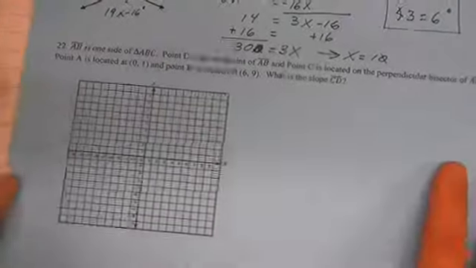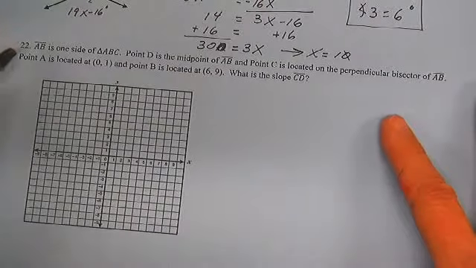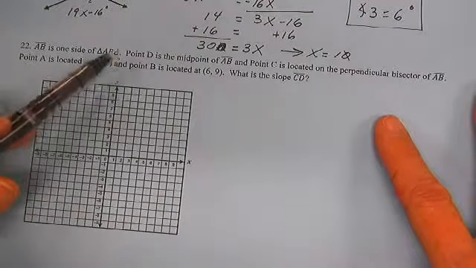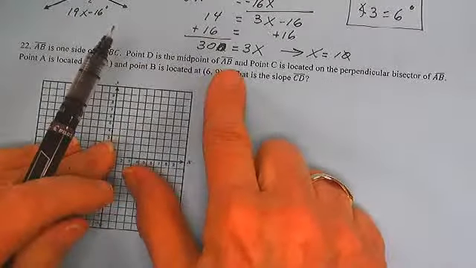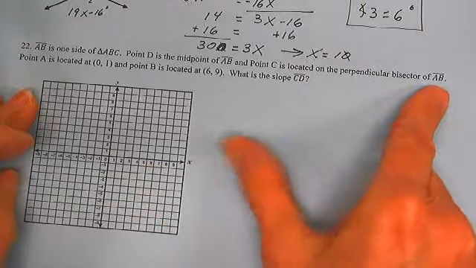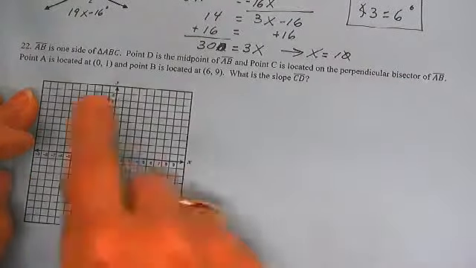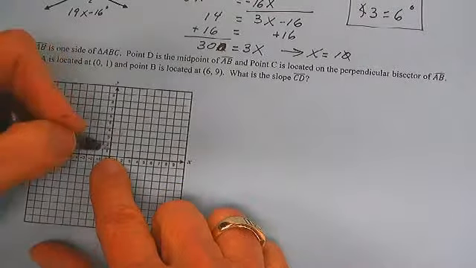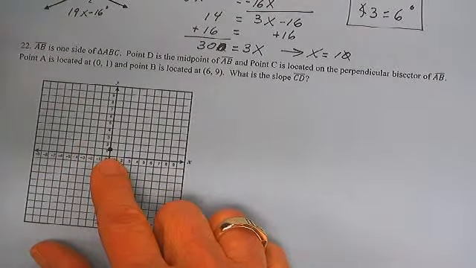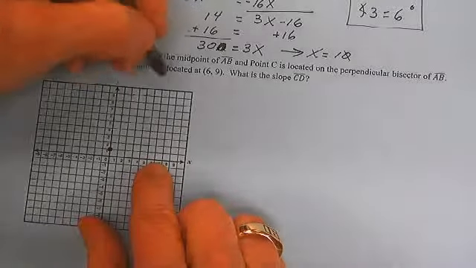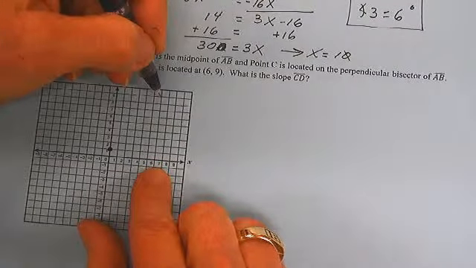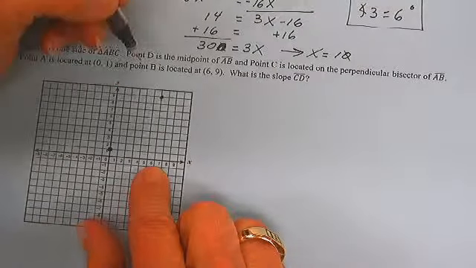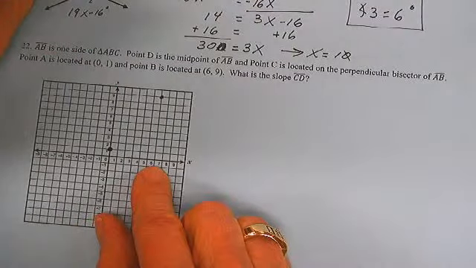Okay, we're going to finish this last problem, then we'll be completely done. AB is one side of triangle ABC. Point D is the midpoint of AB, and point C is located on the perpendicular bisector of AB. Point A is located at (0, 1). Point B is located at (6, 9). What is the slope of CD?